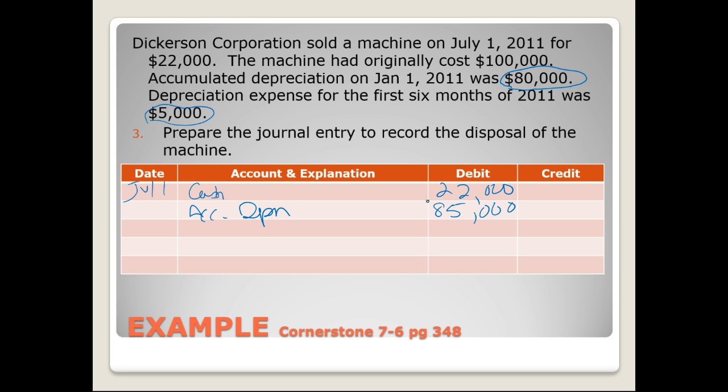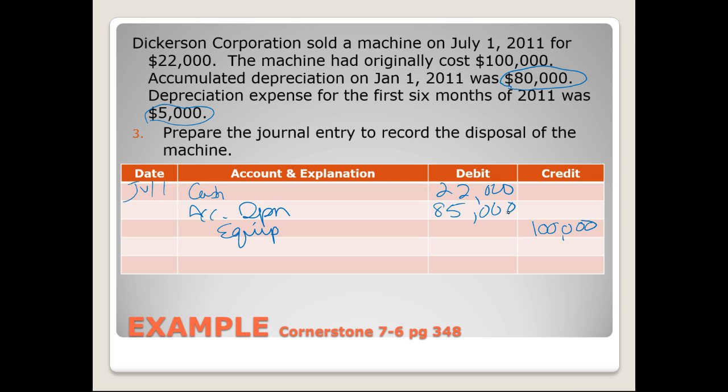Now, the other piece of removing this asset from the books is to take care of clearing the equipment account of this asset value. So we need to credit the equipment account for the total book value, the original total book value, which is the $100,000.